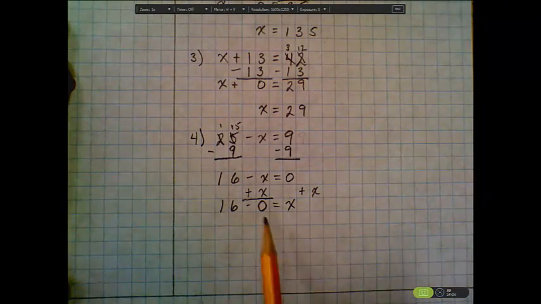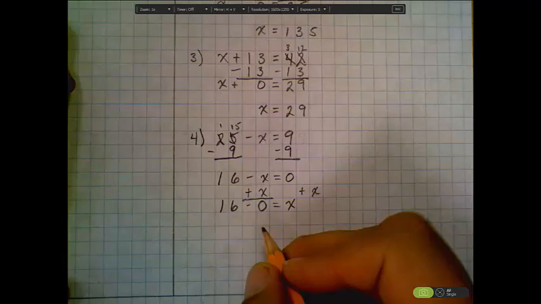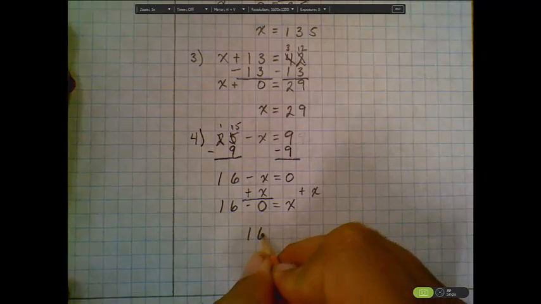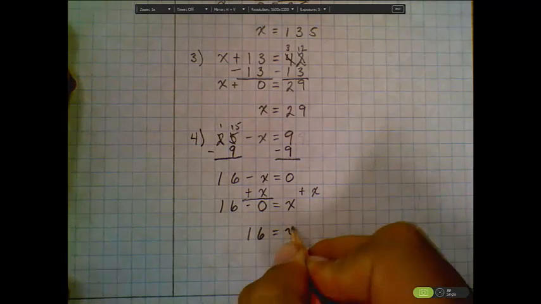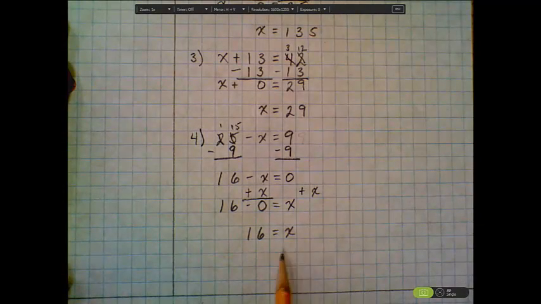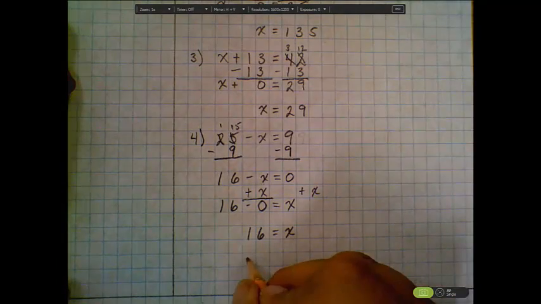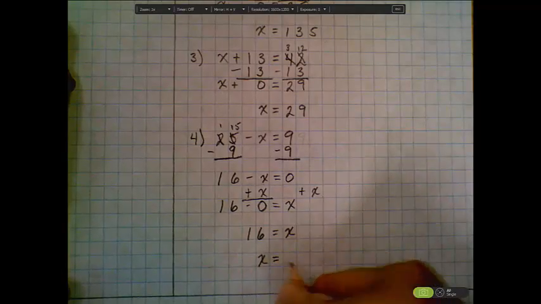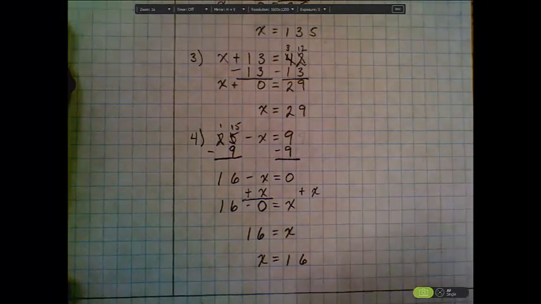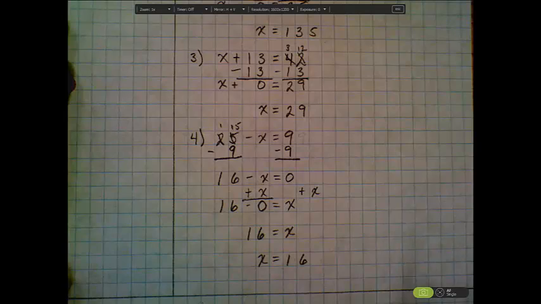And again, we don't have to include the minus 0 part, so we have our answer, which is 16 is equal to x. Notice that it's backwards this time. We have the x over here on the right hand side. That's okay because 16 equal to x is the same thing as x is equal to 16. Both of these equations mean the same thing. They just mean that this expression x is equal to this expression 16.